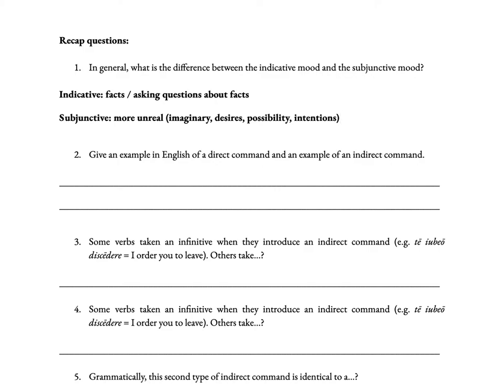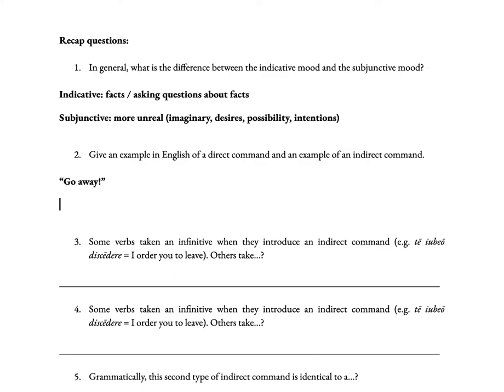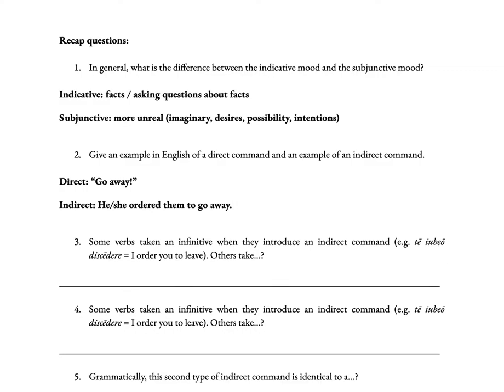Now, number two, give an example in English of a direct command and an indirect command. Okay, a direct command is the kind of order that you get in speech. So you normally see it in speech, and it would be something like, go away, would be a direct command, right? So this would be direct. An indirect version of that would be something like, he or she ordered them to go away. Or, you know, we asked them to go away.